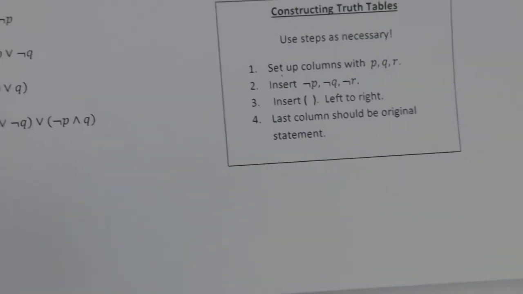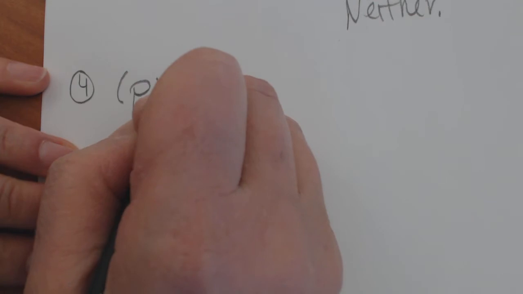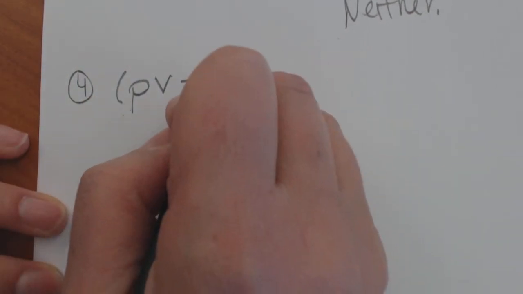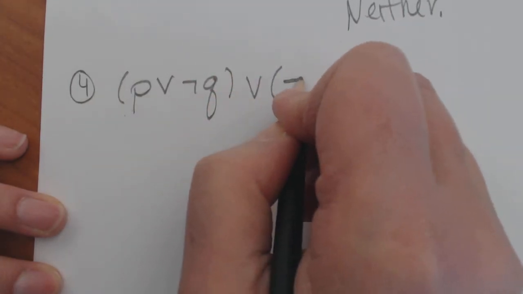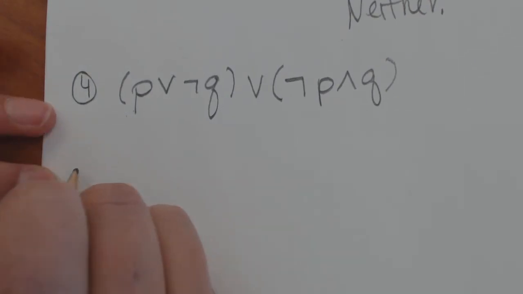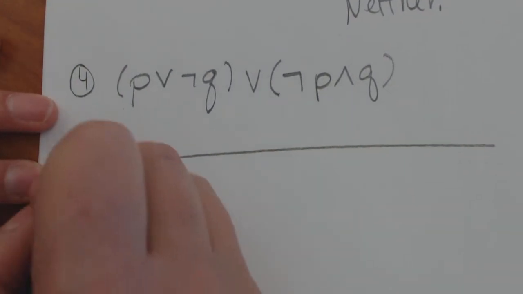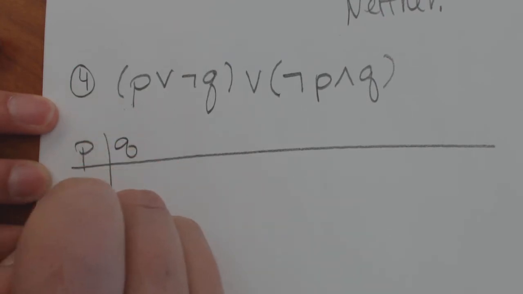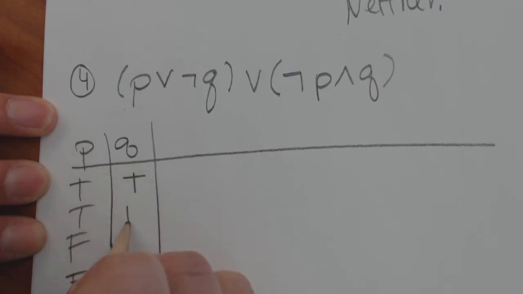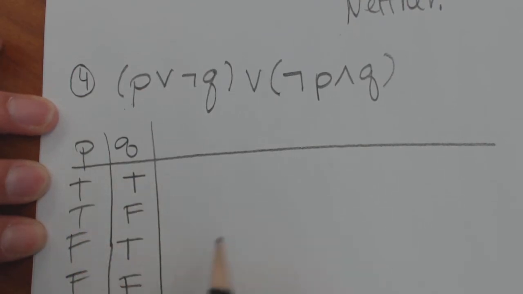Okay, our last and final one, which is number 4 from our sheet. I'm on number 4 right here. It is going to be, let me start over, parentheses, P or not Q, or not P and Q. This is going to be a longer table. I'm going to be running through these steps, so let's go. First, we're going to set up P, true, true, false, false. Then we're going to set up Q, true, false, true, false.